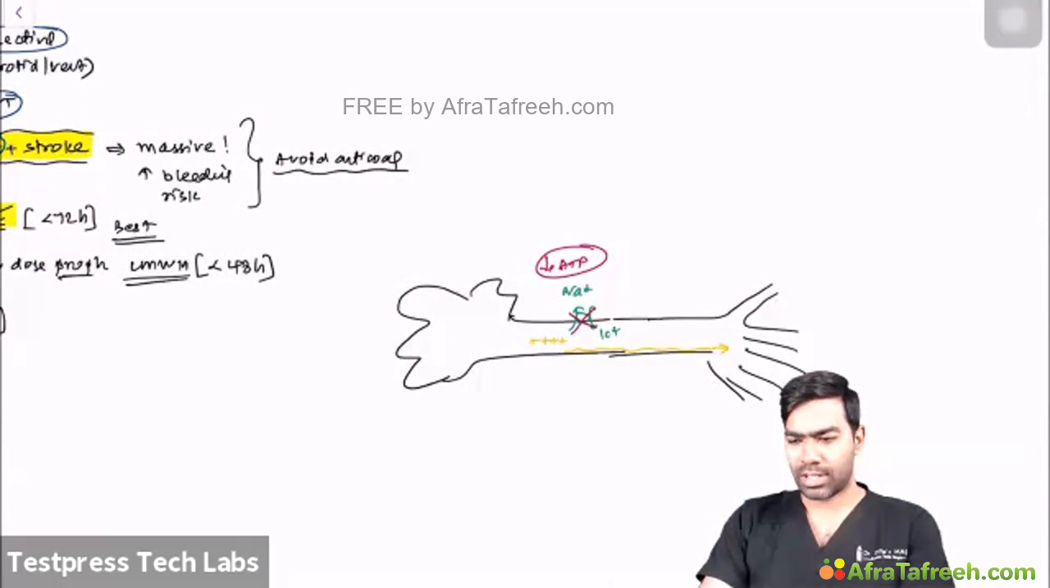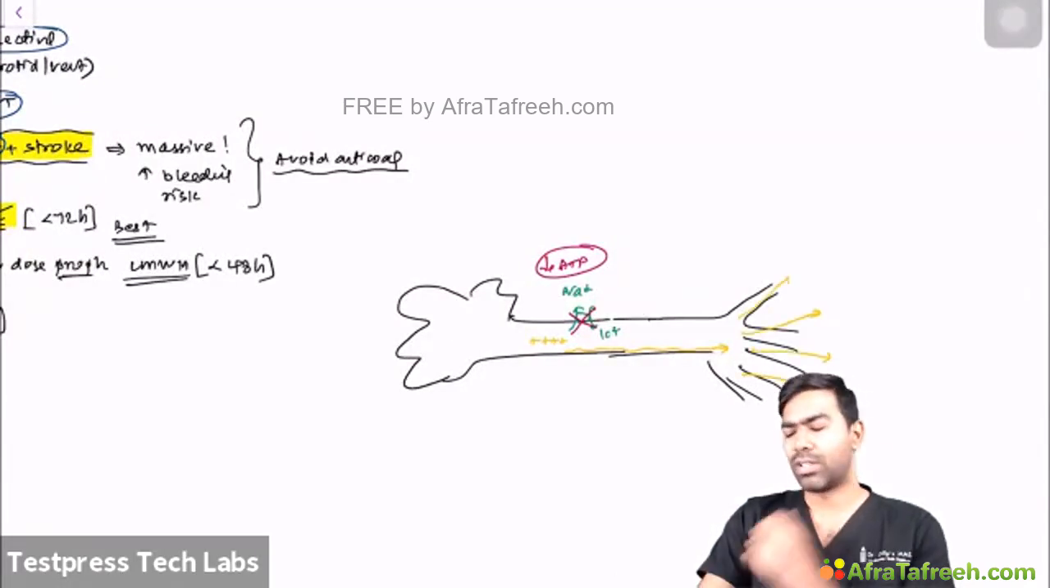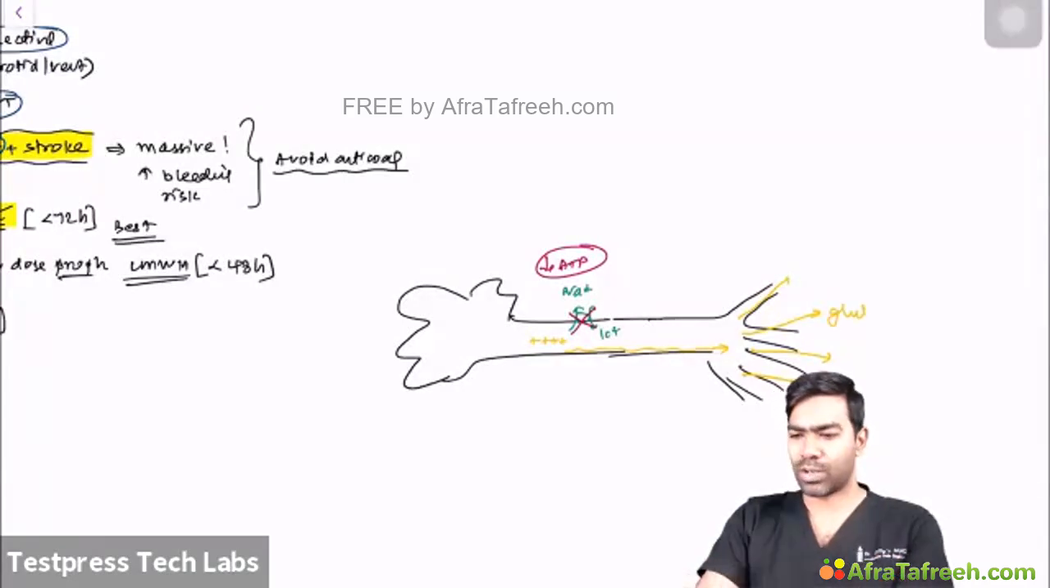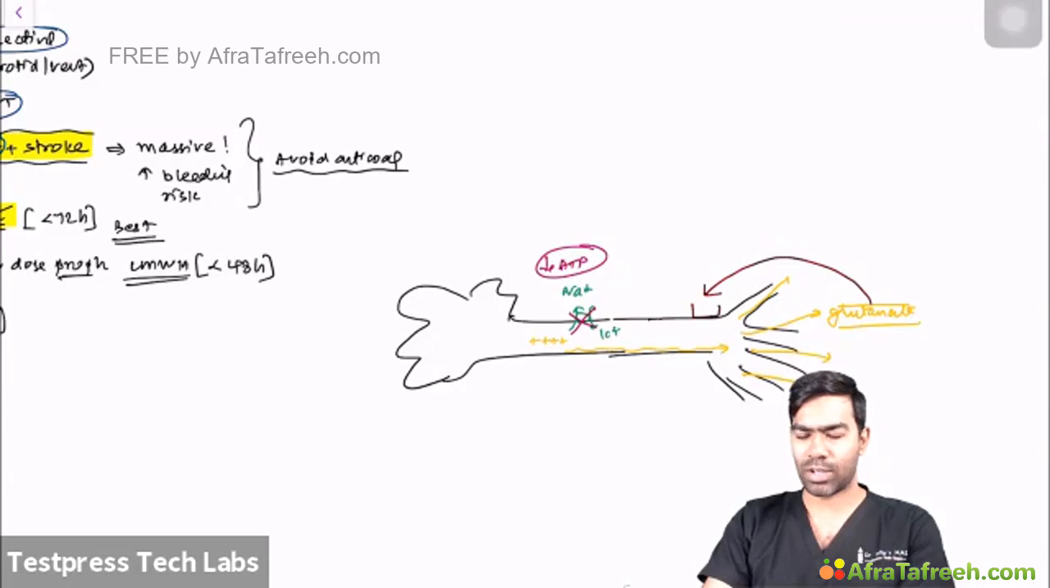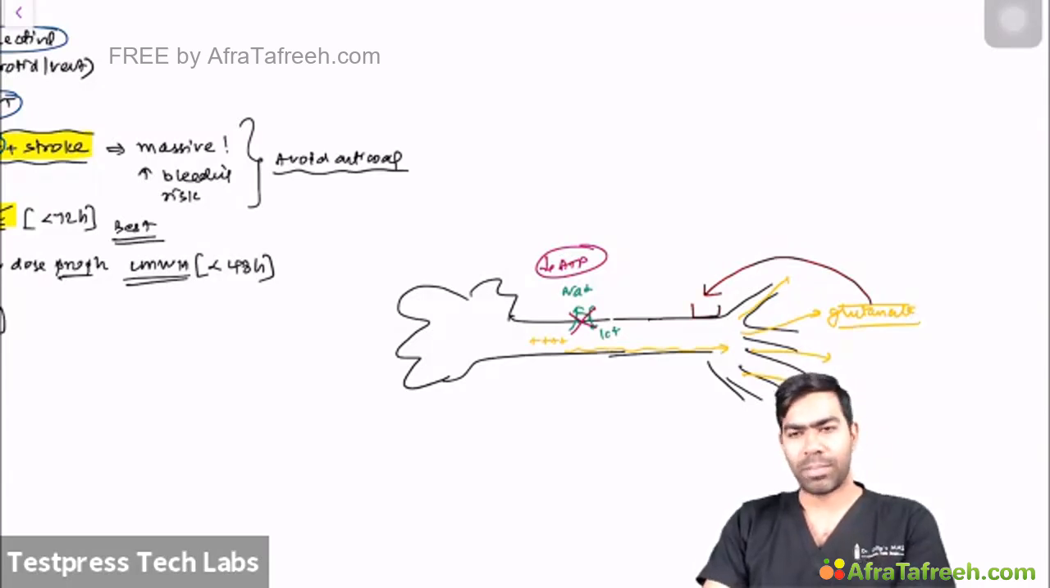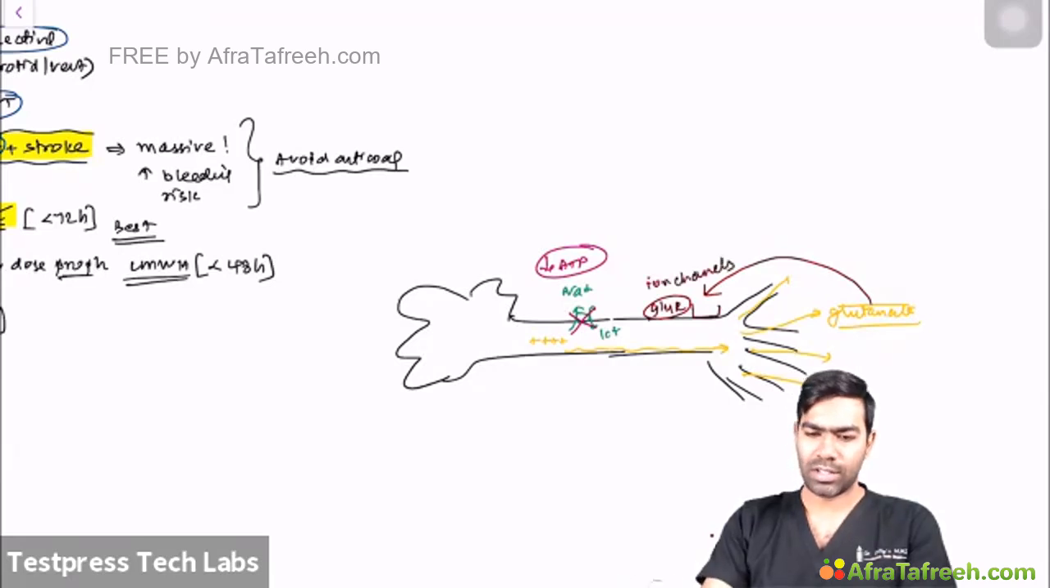This depolarization is dangerous because it's going to result in release of neurotransmitters, for example, excitatory neurotransmitters like glutamate. This glutamate is going to create more issues because it acts on glutamate receptors. You have NMDA receptors and many other receptors that respond to glutamate. Most of the glutamate receptors are ion channels, basically.